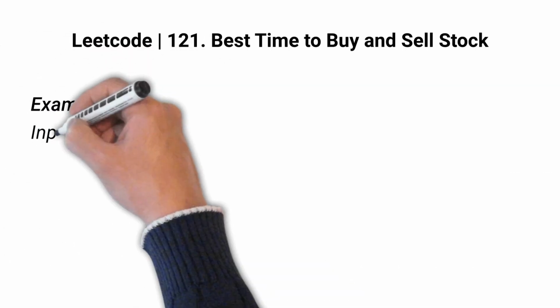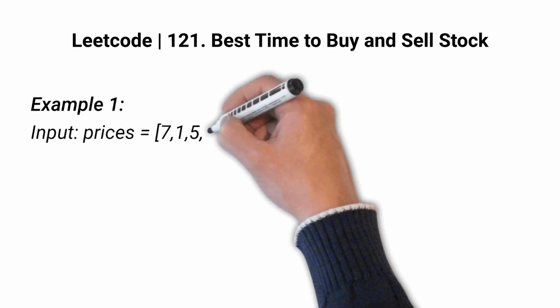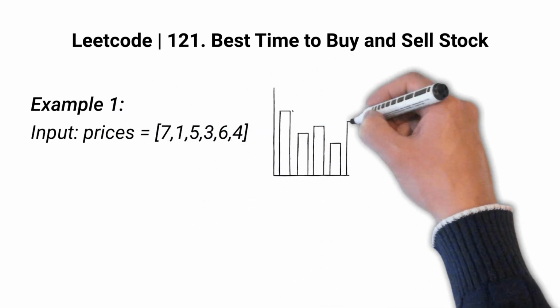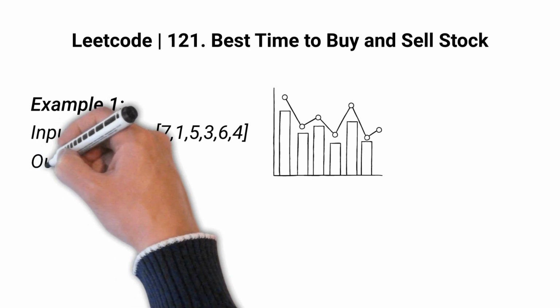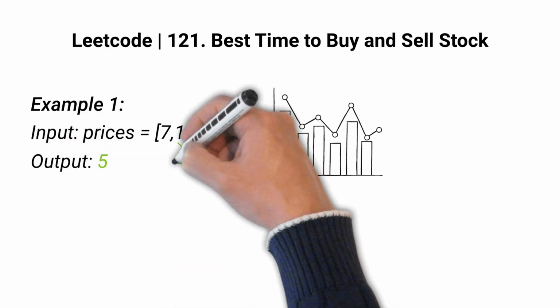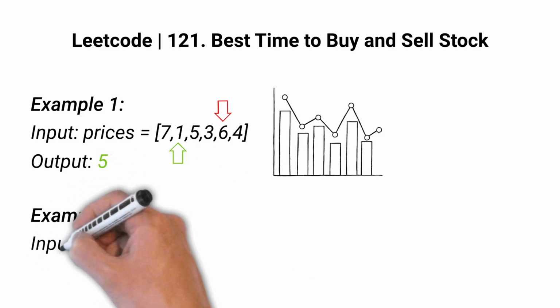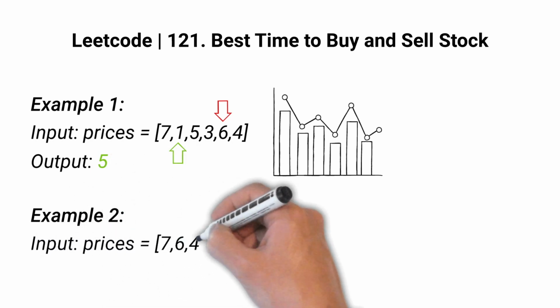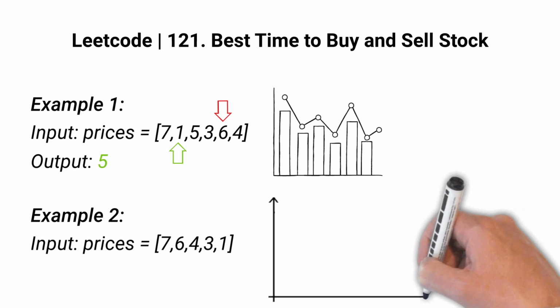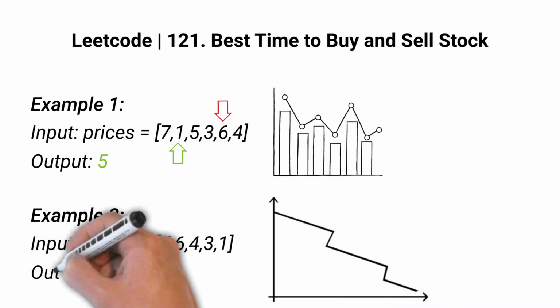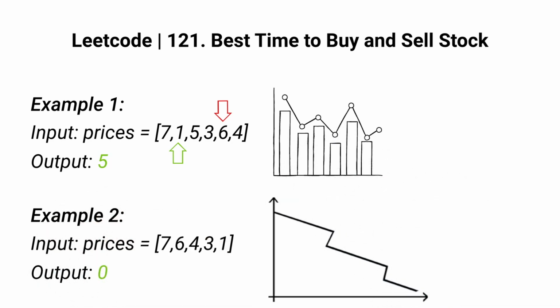Example 1. Here are the prices, and it's going to look something kind of like this. The output is going to be 5, where you buy at 1 and you sell at 6. Example 2. Here are the input prices, which is just a downward trend where there's no opportunity to make a profit, so you return 0.